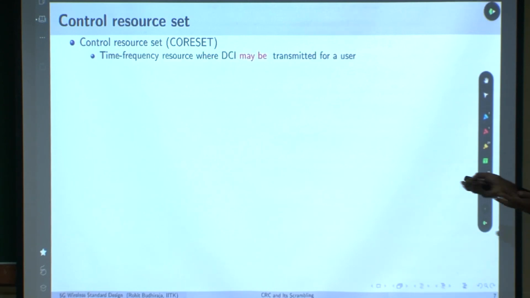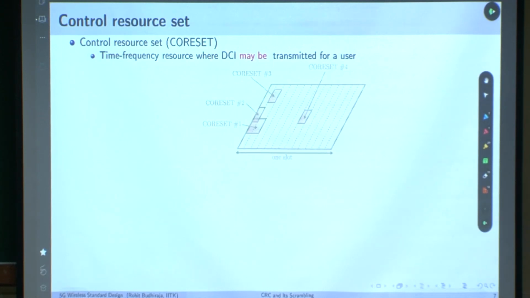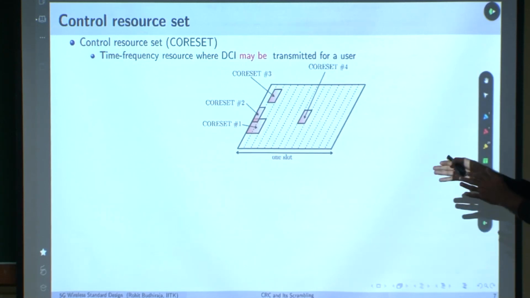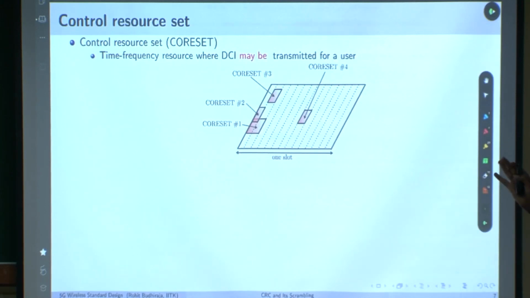So what is this CORESET? The basic definition: a time frequency resource where DCI may be transmitted for a user. I'm giving you a few examples of CORESETs. How they are technically defined, and where the formulas for defining them are, will come later. What are we saying here? These are the predefined CORESETs where these DCIs can come.